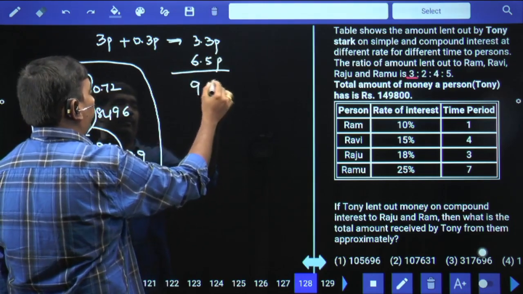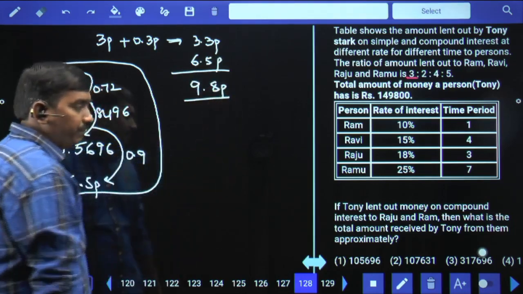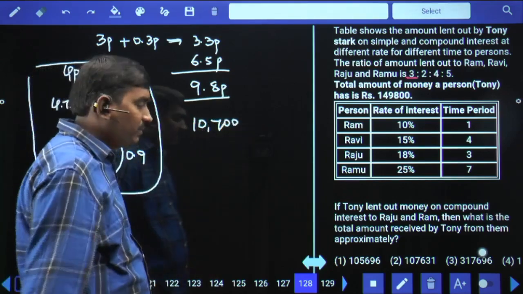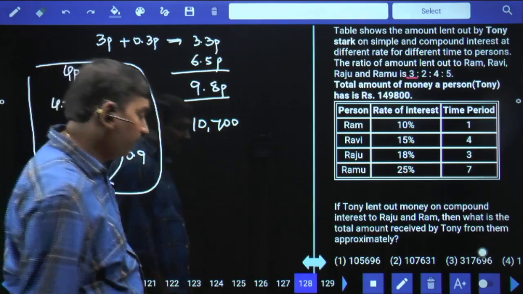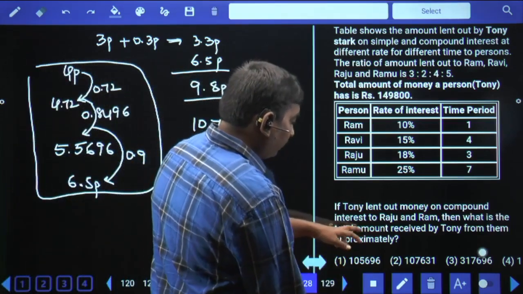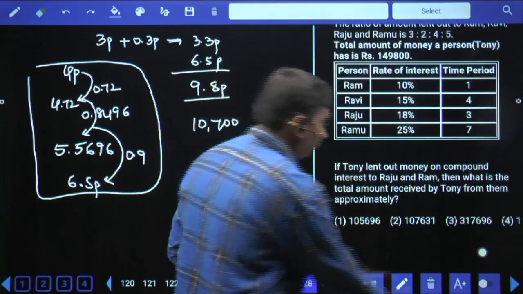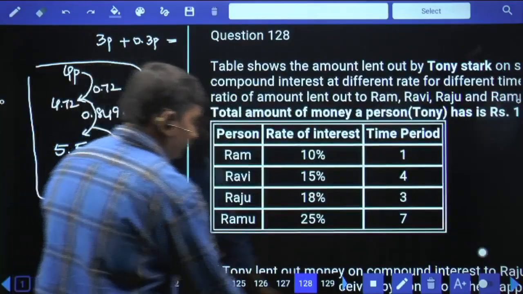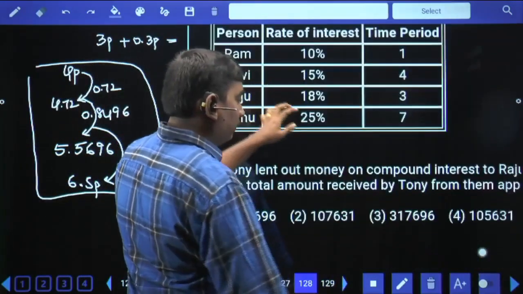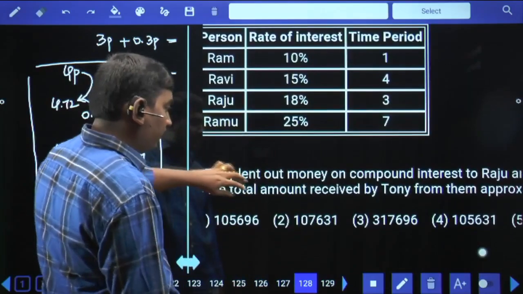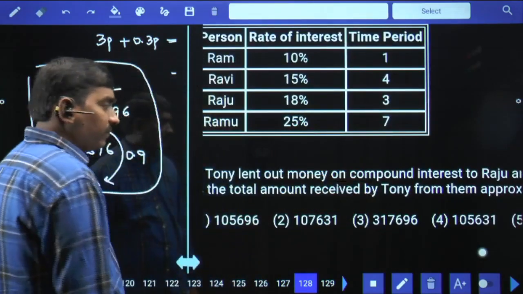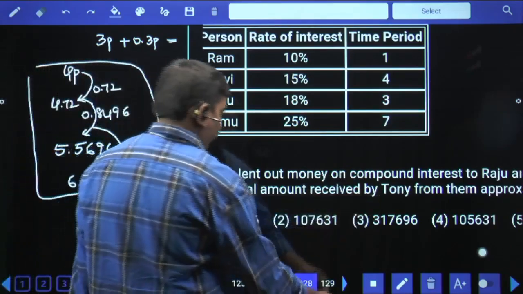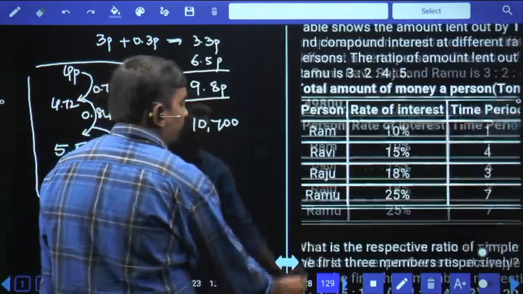Total amount is 9.8 parts. So approximately 10 parts. One part value is 10,700. Then 10 parts value is 1,07,000. If you look at the options here, 1,05,631. Why? Because this is below 1,07,000. So below 1,07,000 means 1,05,631 is your answer.